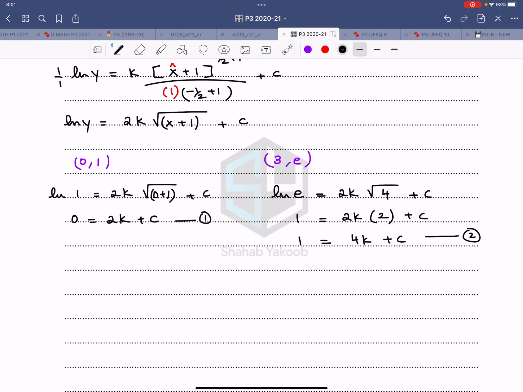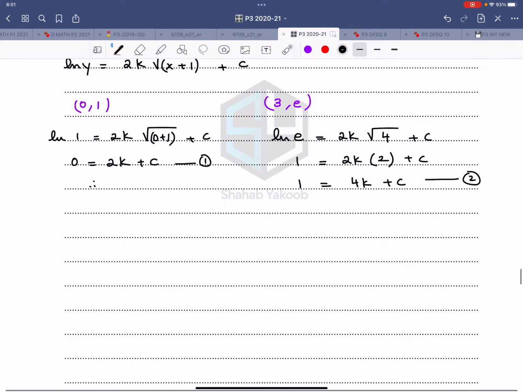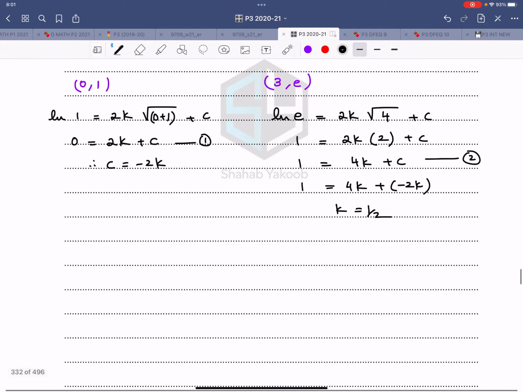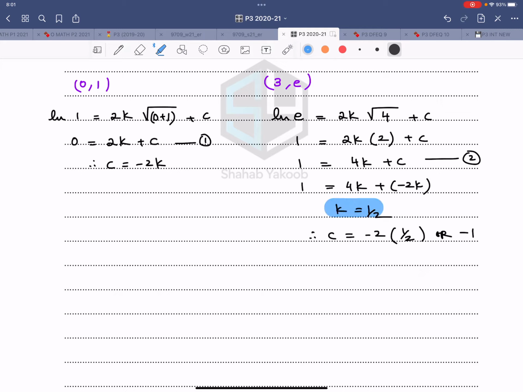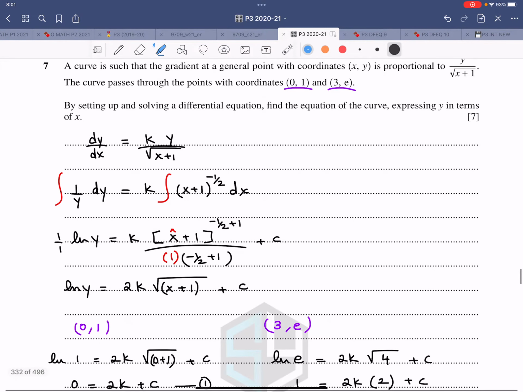From the first equation, c equals minus 2k, so 1 equals 4k plus negative 2k. So 2k equals 1, therefore k comes out to be half, that's perfect. Therefore c is minus 2 into half, which comes out to be negative 1. So highlight the results that we have obtained. K equals half and c equals minus 1. So now these are the two constants. Setting up, solving a differential equation, find the equation of the curve expressing y in terms of x.